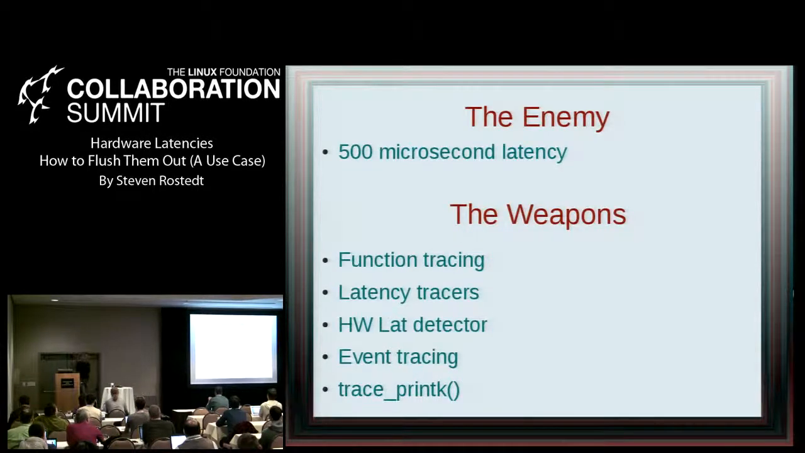So, the enemy: that's the 500 microsecond latency. What are our weapons to fight this enemy? We have function tracing. Everyone familiar with function tracing? I don't want to talk about what function tracing is. It's just a way to trace pretty much every single function inside the kernel. I'll talk a little bit about that. We also have latency tracers, and the hardware latency detector, which I want to talk a little bit about.